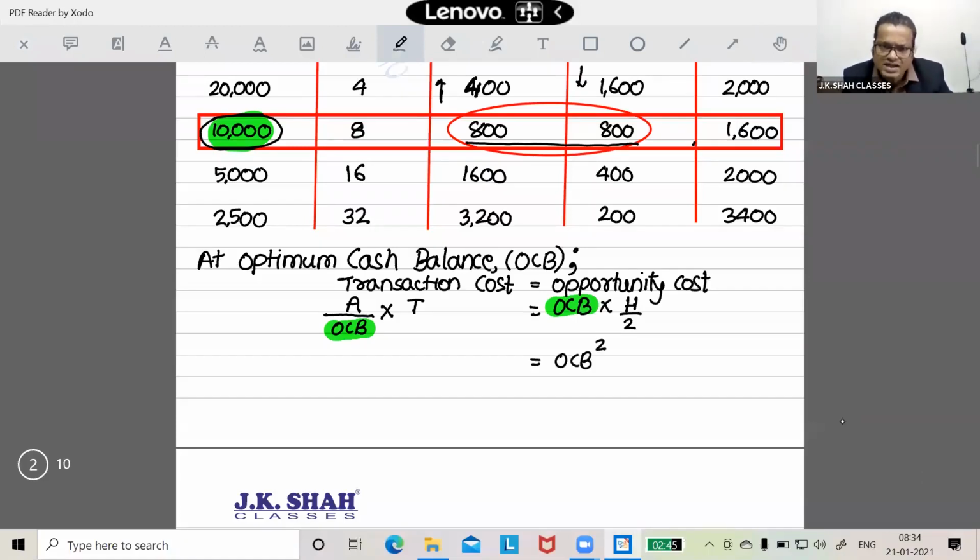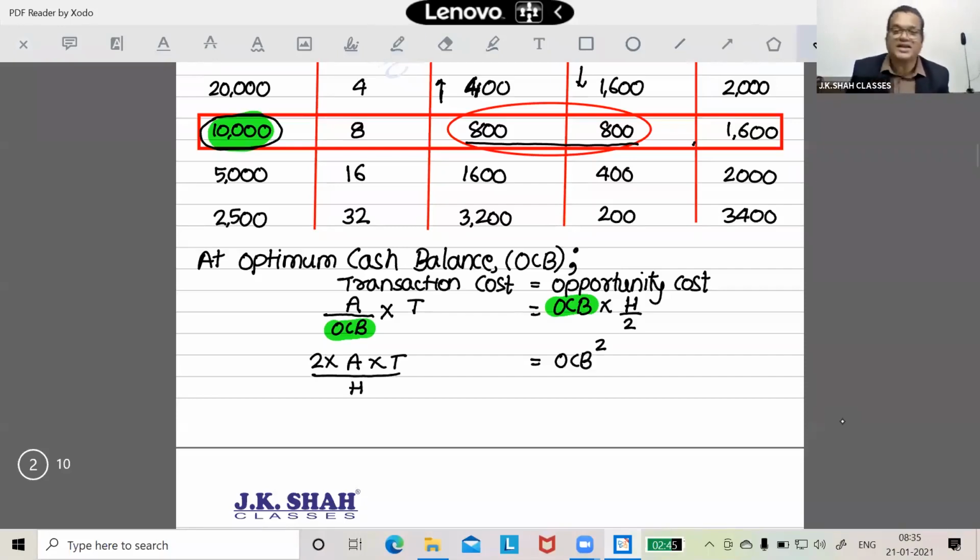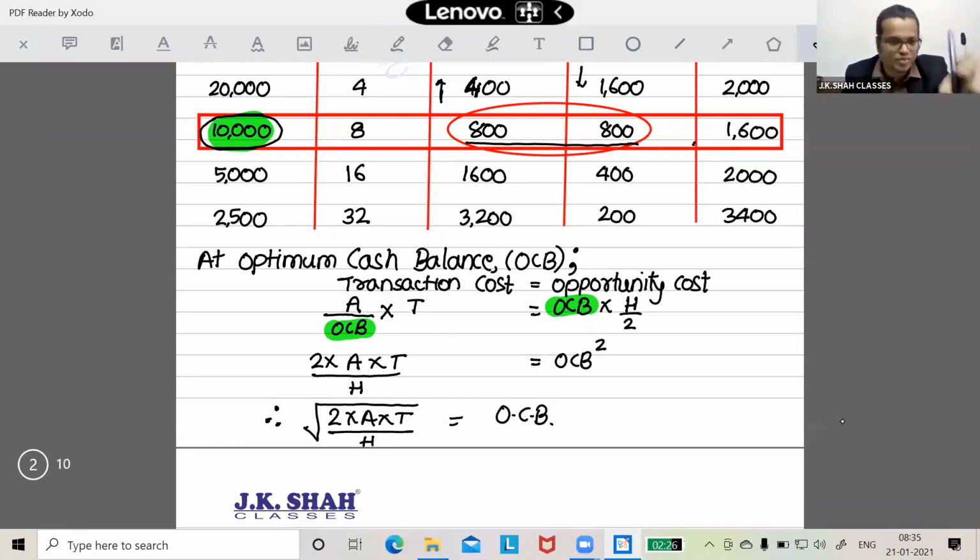Then utilize this side. A is already here, into T is already here. Now you understand, this is H upon 2. This side it will become 2 upon H. Fair enough. Now what to do, people? Just take the square root, and if I take the square root, this will become root of 2 into A into T upon H, equal to the optimum cash balance. And this is William Jack Bowman's formula.